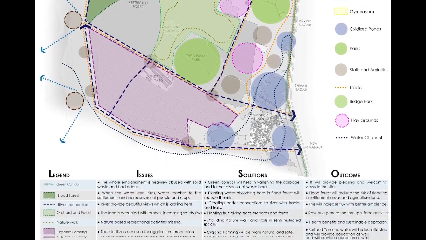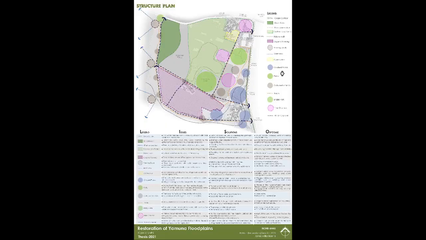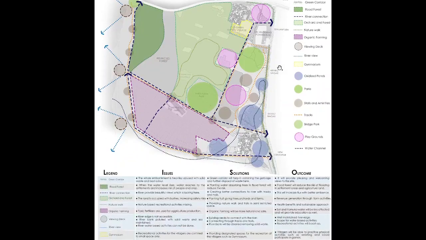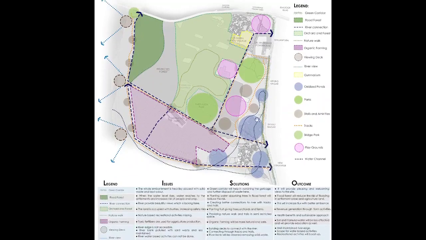And then coming on to the connection to the river, we can build it through tracks and trails, which will help in better connectivity to the recreation spaces as well. We can provide decks on the bank of the river, which will help in connection to the river and give better views on the site.